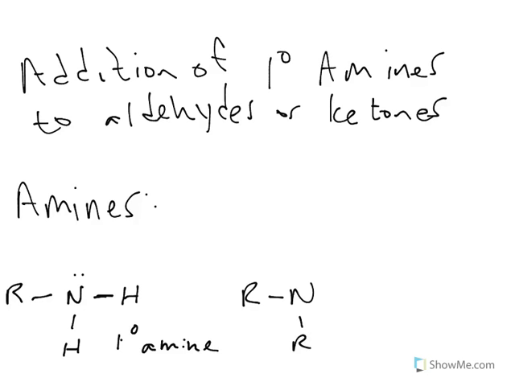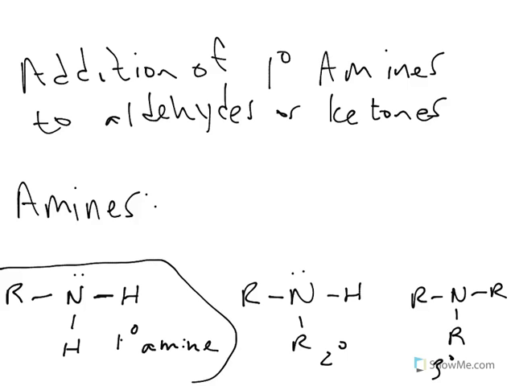So this would be a secondary amine. And finally, we can have a tertiary amine, where all the groups attached to the nitrogen are carbon. So primary, secondary, or tertiary. The ones we're going to be focusing on are the addition of primary amines to aldehydes or ketones. So let's do an aldehyde this time, and I'm going to add something called methylamine.